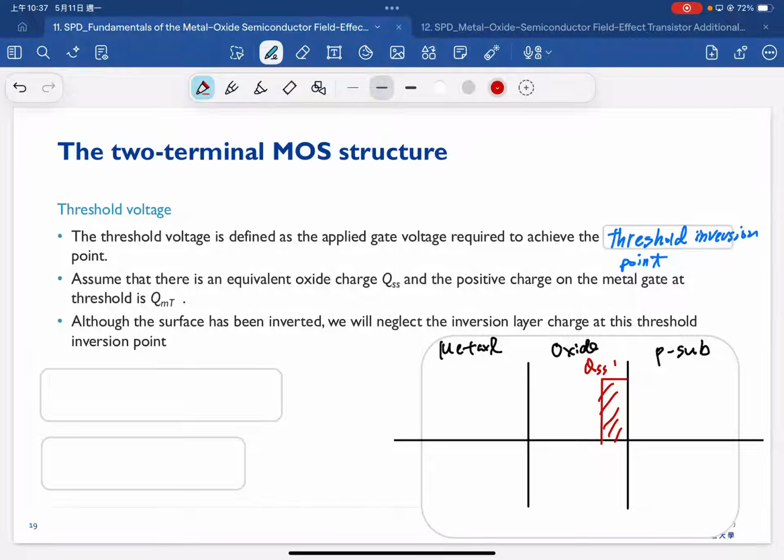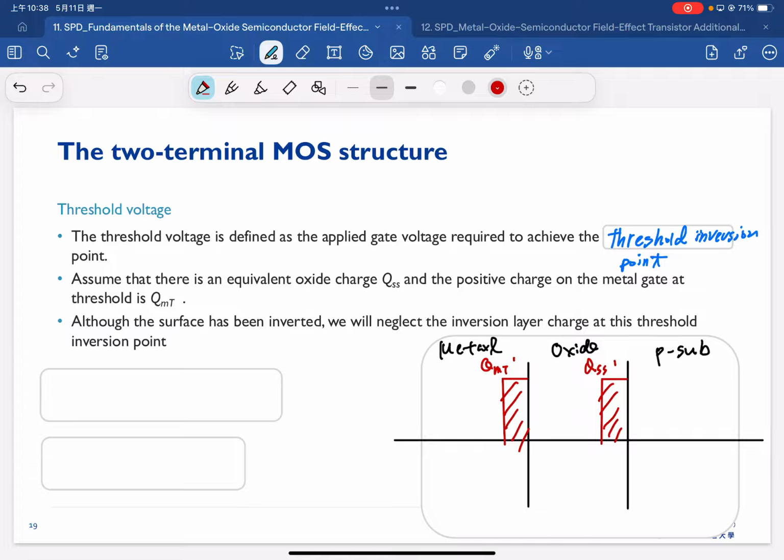Now, as you still remember, to estimate the threshold voltage, the condition is that we reach the maximum depletion width. Once we apply the bias on the metal side, we will start to have this charge here, which we call QMT prime, the metal charge at threshold. That's what we call QMT prime here.